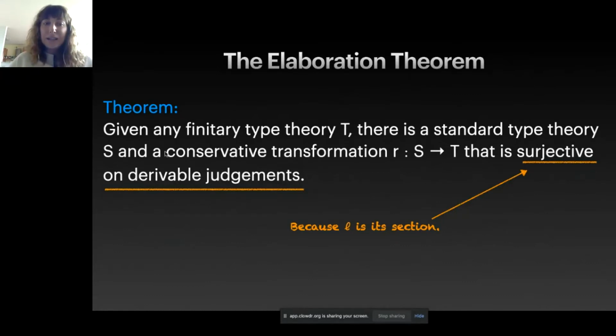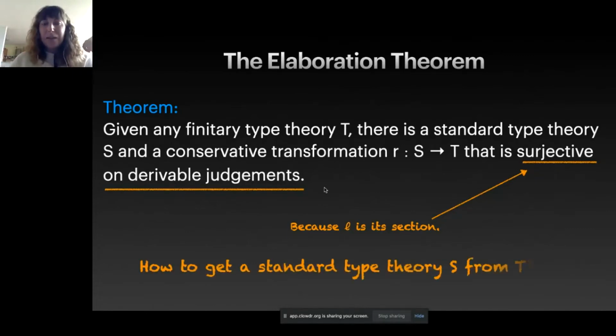And I said here, it says conservative transformation. So the condition that we talked about, that things that could be derived in T can also be derived in S, in a sense. When I say elaboration, this is what I have in mind: we start with something that maybe needs annotations, is missing some evidence, or is ill-behaved in some sense, it's not standard. And then we want to find a standard type theory and a conservative transformation. So the big question is how to get this standard type theory S from a finitary type theory T.